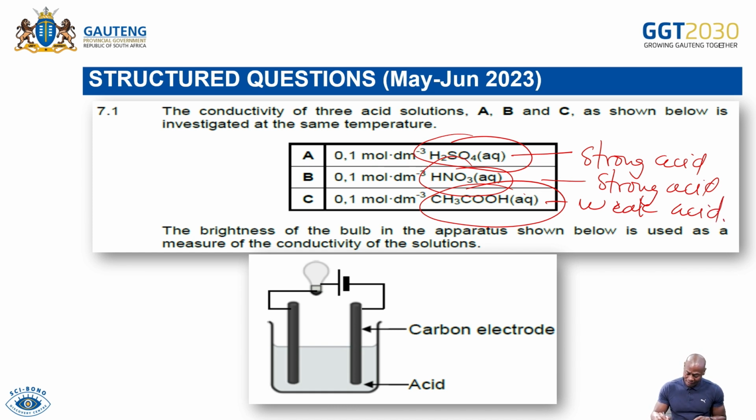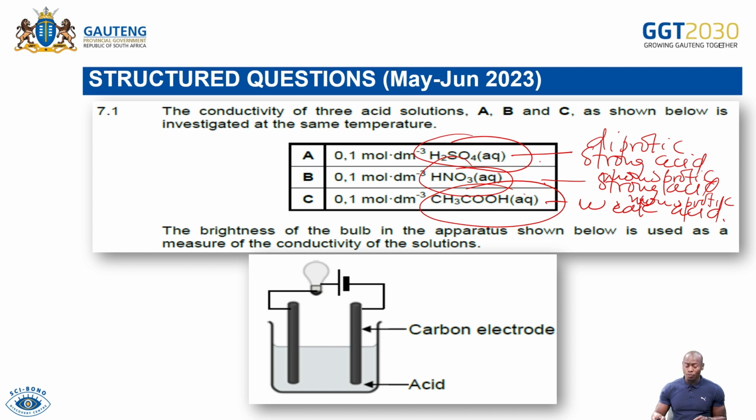But another thing here, this one is diprotic, this one is monoprotic, and this one is also monoprotic. So you're having a diprotic strong acid, a monoprotic strong acid, and a monoprotic weak acid. So here the question is about conductivity. The brightness of the bulb in the apparatus shown below is used as the measure of the conductivity of the solutions. Now, what is important here, learners, is that strong acids ionize completely in water to produce a high concentration of hydronium ions. Weak acids ionize incompletely in water to produce a low concentration of hydronium ions.